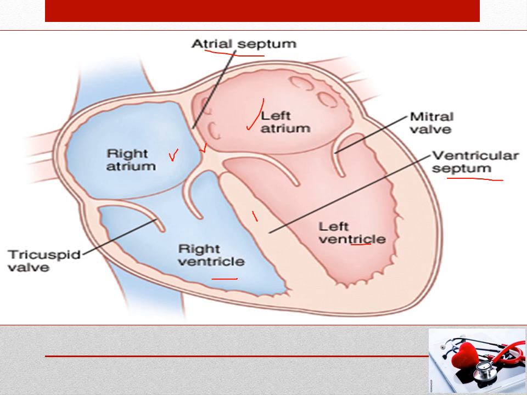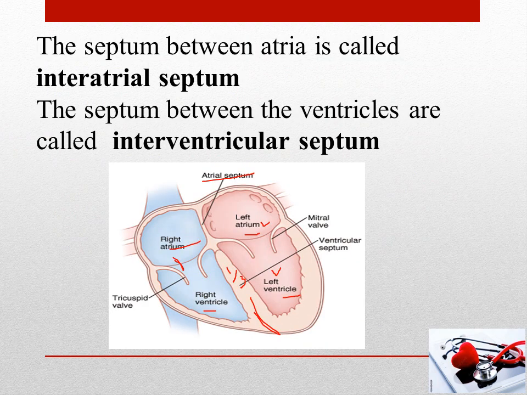The upper small chambers are called atria, which are two in number, the right atrium and the left atrium. The lower large chambers are called ventricles, the right ventricle and the left ventricle, and they are separated from each other by a septum called the interventricular septum. The interventricular septum has two parts. The upper one-third thin part is called the membranous part, while the lower two-thirds thickest part is called the muscular part.